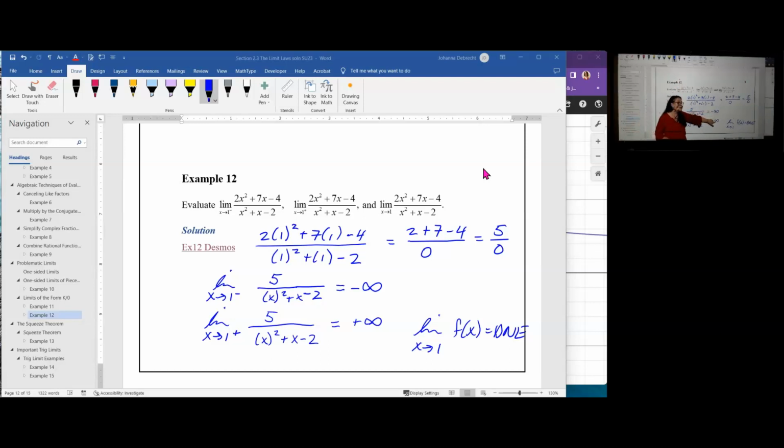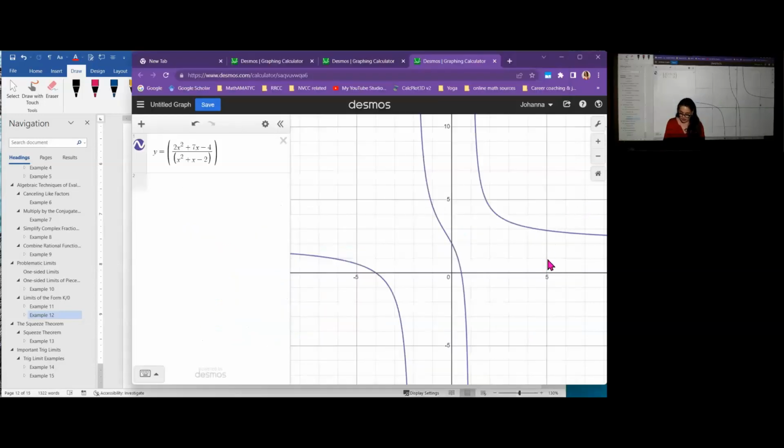These two do not agree, which means the two-sided limit does not exist. Let's now take a look at the graph so you can see why this happened. When we look at the graph, you can see here at x equal 1 that as we approach from the left side of 1, the graph goes down forever to negative infinity. From the right side of 1, as we approach 1, it goes up forever towards positive infinity.